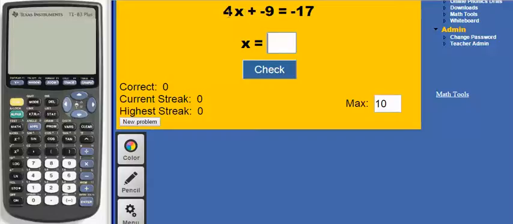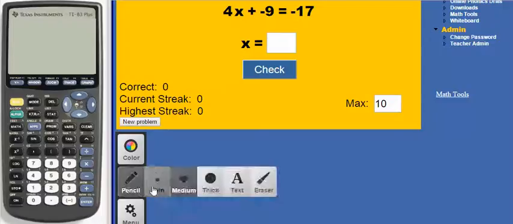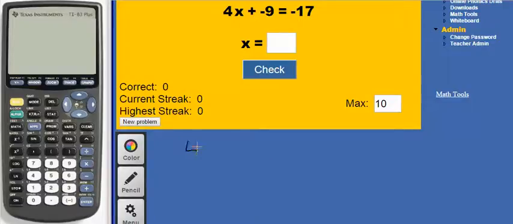So to do this by hand, we're just trying to figure out what x is. So we have 4x plus -9 equals -17. All right, so the goal is to get all the x's on one side, and get all of the constants, or the ones, on the other side. So all the x's are on one side, so we're going to get all the constants on the other side by doing the opposite. Opposite of -9 is +9.